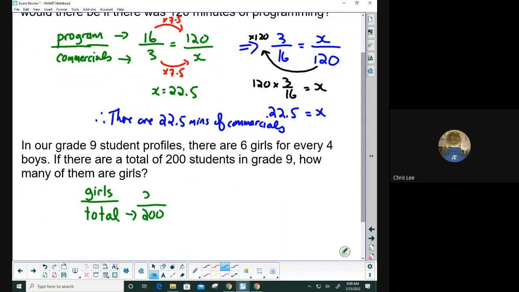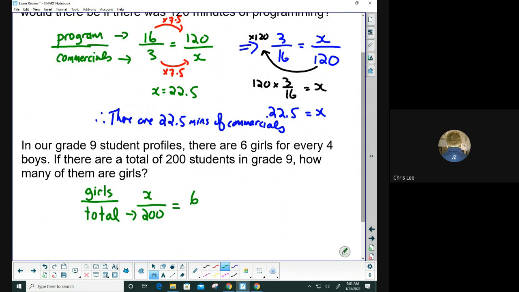What I don't know is how many girls. And I have to compare it to the ratio that I'm given. So I'm given 6 girls for every 4 boys. So what's my second part of this ratio going to be? 6 over 4. So we know the number of girls is 6. Do we have a ratio for boys in our setup here? 4. Right, but we don't have a ratio for boys here.